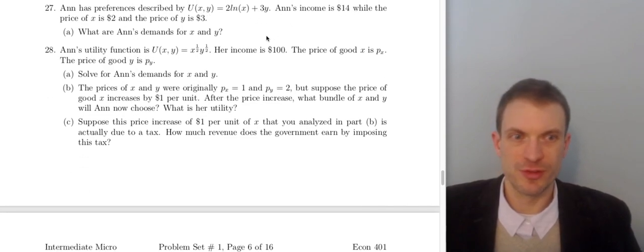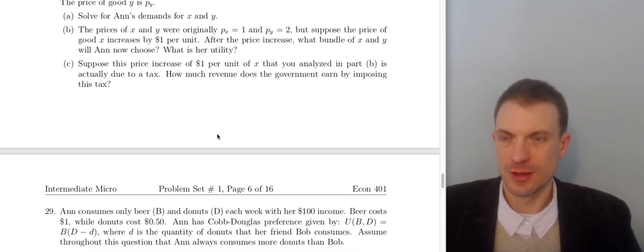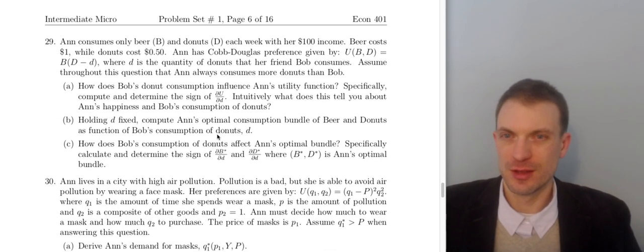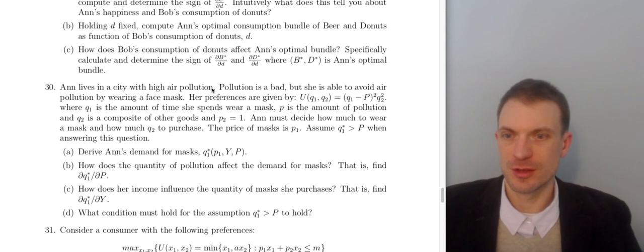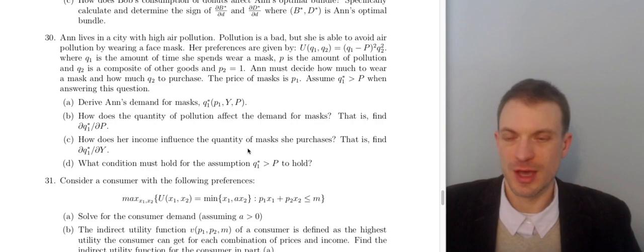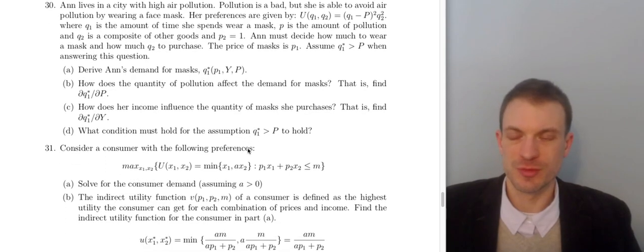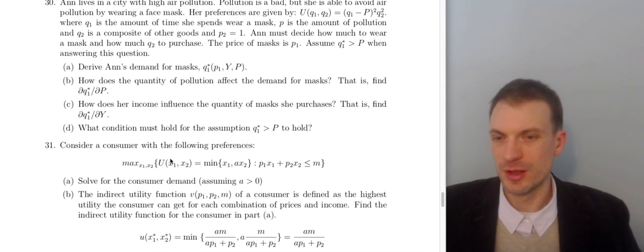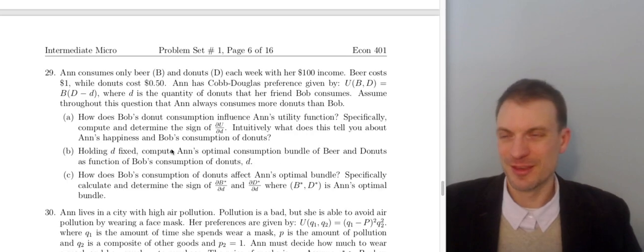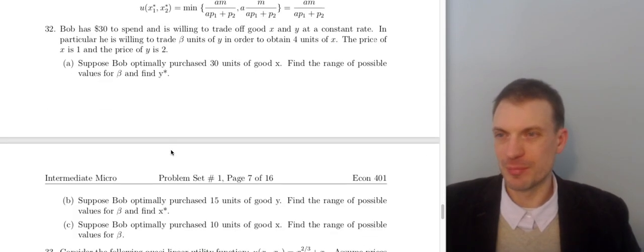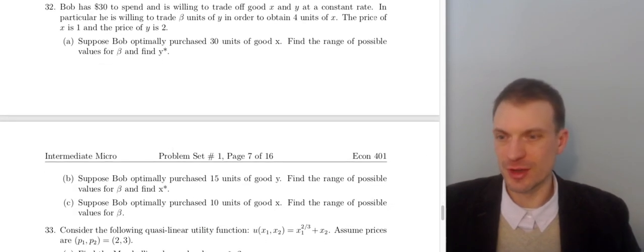24, these preferences. 28, Cobb-Douglas. 29, another Cobb-Douglas with a twist. 30 is like a Cobb-Douglas where we're looking at some comparative statics. And 31 is actually just a standard perfect complements, but it's dressed up in a way that looks kind of scary. So sorry about that. And then I'll start at 32 for my next video.